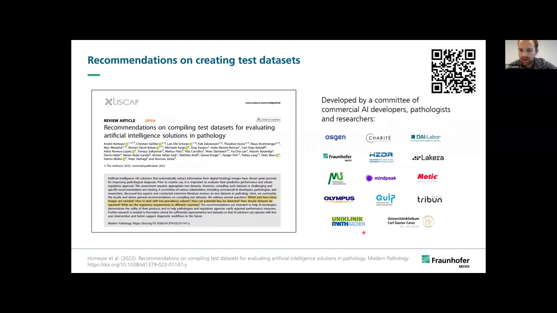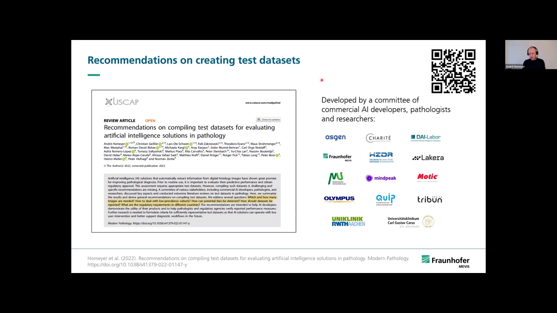Question from Nasir in the chat. Nasir asked, does representative include people from different ethnic backgrounds too? Representative means a lot. There are so many dimensions of variability: scanners, people, ethnicities, different disease subvariants. And I think it's the biggest challenge so far that we face in order to really say whether an AI solution is fit for practice, to somehow define what representativeness really means. I think that's really a big open question.